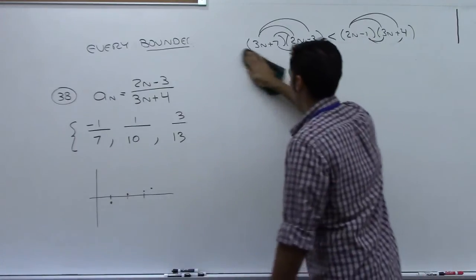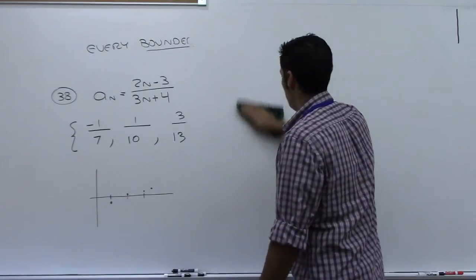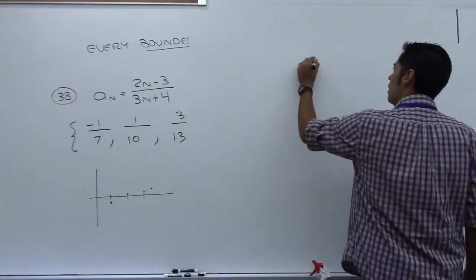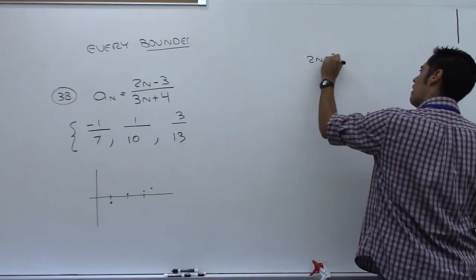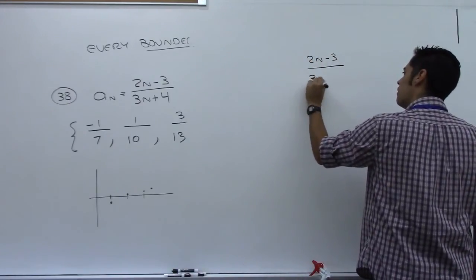Now I need to show it's bounded. So what do you think you can squeeze this between?